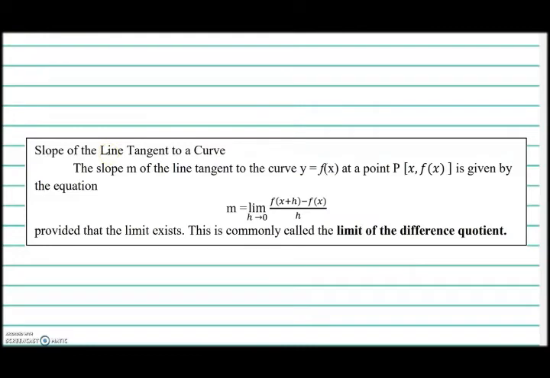So by definition, the slope m of the tangent line to the curve y equals f of x at a point P with the coordinates x and f of x is given by the equation: slope is equal to the limit of f of x plus h minus f of x all over h as h approaches 0, provided that the limit exists. Now, this is commonly called the limit of the difference quotient. Let's proceed to our examples.